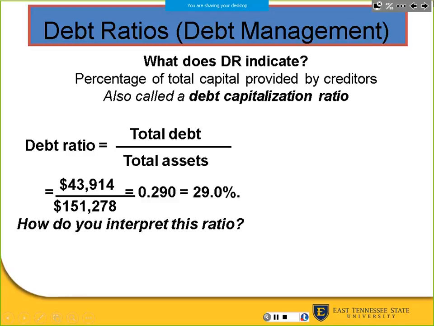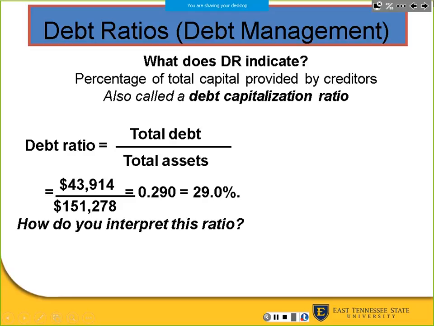So 43,914, total debt. So we're taking the total amount. We have our total current liabilities and then our long-term debt. So total debt divided by total assets. Here our total assets are 151,278. But we need to take out that equity component of 107, right? Because we're just looking at total debt. Like I said, I went through and tried to fix this rather quickly, so if the numbers aren't matching up, let me know. I'll make an adjustment when I get downstairs.